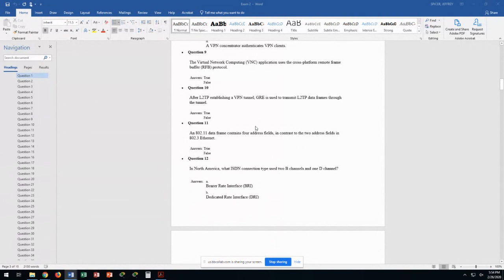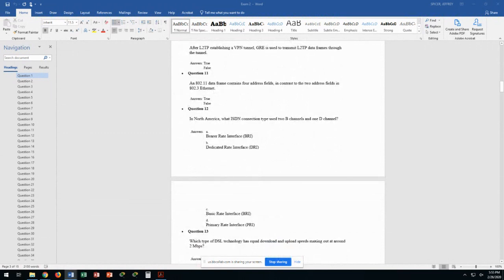All right, so number 9. Yes, Joel. Virtual Network Computing uses the remote frame buffer protocol. True. Right, that is true. All right, 10. Under L2TP, establishing a VPN tunnel, GRE is used to transmit L2TP's data frames through the tunnel. No, false. Right, it's false. Okay, number 11, in the back there.